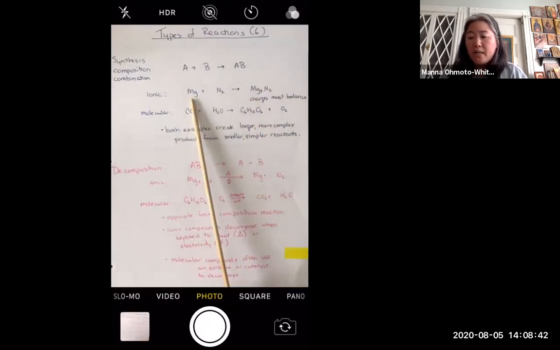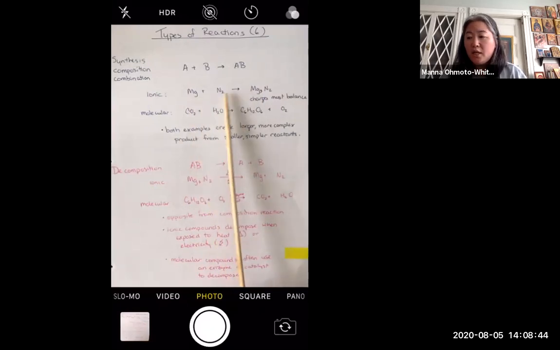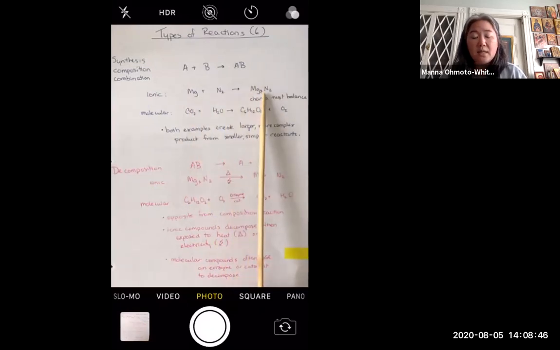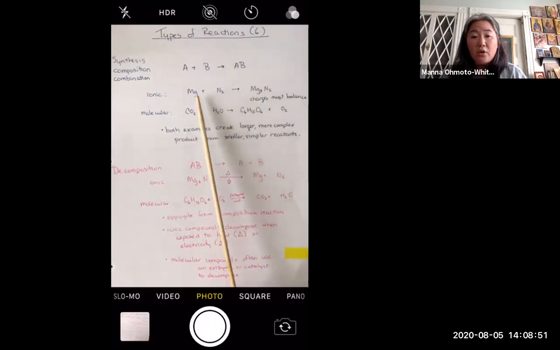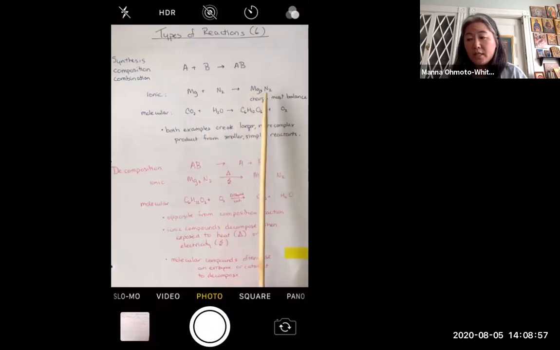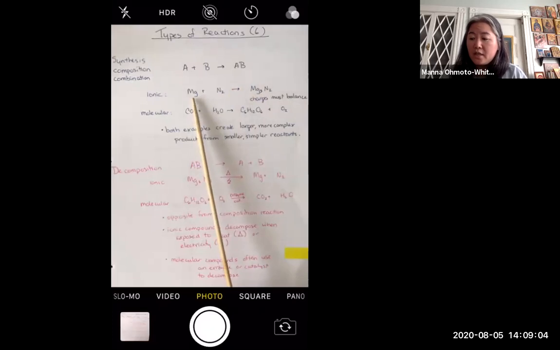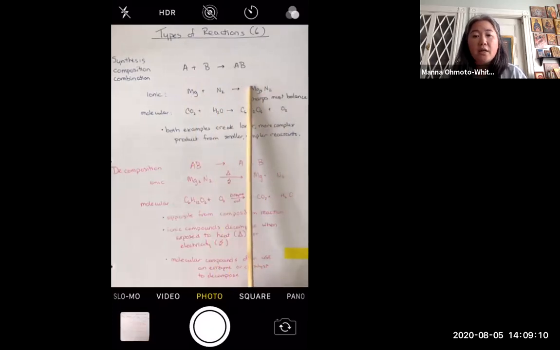So I have magnesium and nitrogen, and they combine to form magnesium nitride. Now notice that the subscripts don't necessarily carry over. The subscripts in the reactants really have nothing to do with what they are in the products. You may have a subscript that's the same, but that's actually just coincidence. So you'll see that I have this general form of A plus B yielding AB: magnesium and nitrogen, and I'm creating a compound made up of the 2 of them.